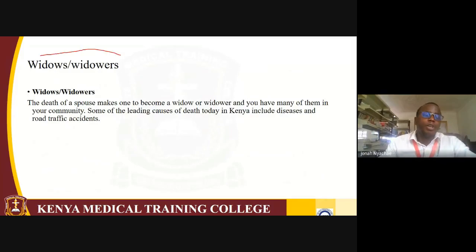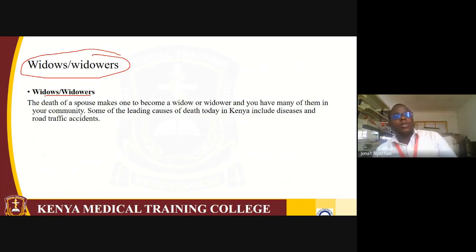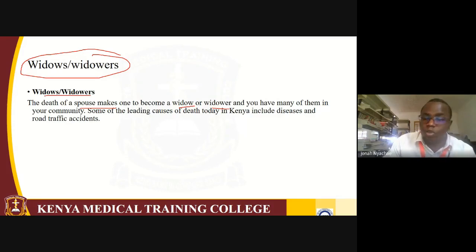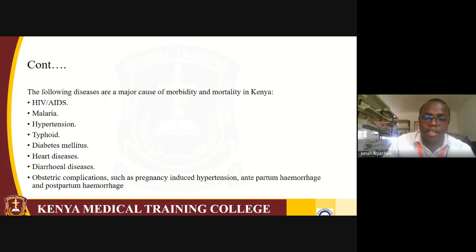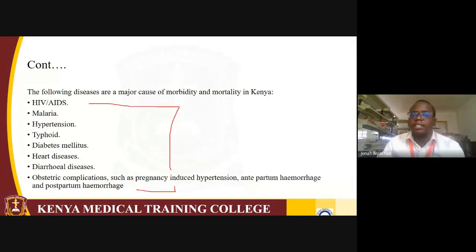So we also have the widows and the widowers. Widows and widowers come about because of the death of a spouse, which can make one either a widow or a widower. So you have many of them in your community, and some leading causes of death today that can make a person a widow or widower are road traffic accidents and diseases. All these diseases can cause major morbidity and mortality, and cause one to be a widow or a widower.